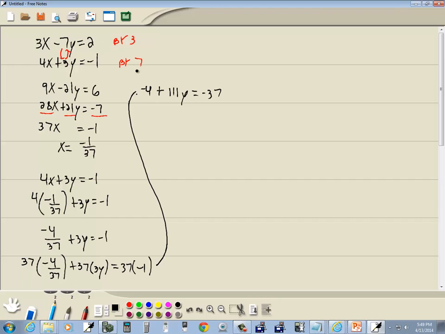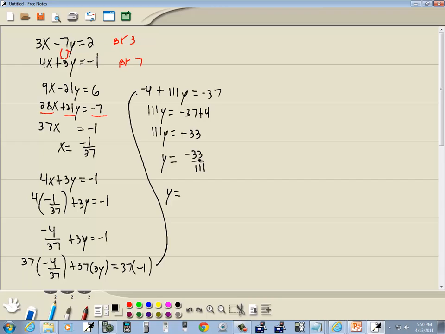Okay. Now we want to solve for y, so I take negative 4 to the right side. So we got 111y equals negative 37 plus 4. So 111y is equal to negative 33. Divide both sides by 111. You get y is equal to negative 33 over 111.